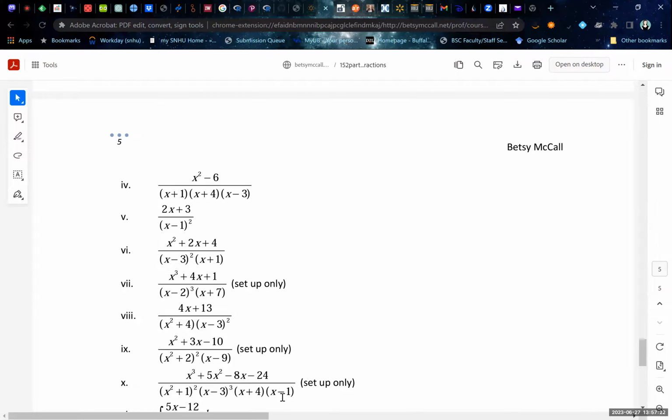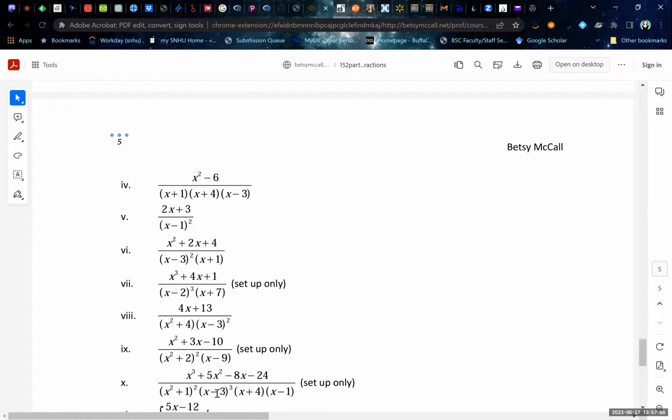And so an example would be something like this example 10 right here. We have a repeated quadratic factor, we have a repeated linear factor, and then we have 2 separate linear factors. And so how would you set these up? You would have your one-time copy, ax plus b over x squared plus 1. And then you would have your multiplicity cx plus d over x squared plus 1 squared. And then you would have your repeated linear copies.